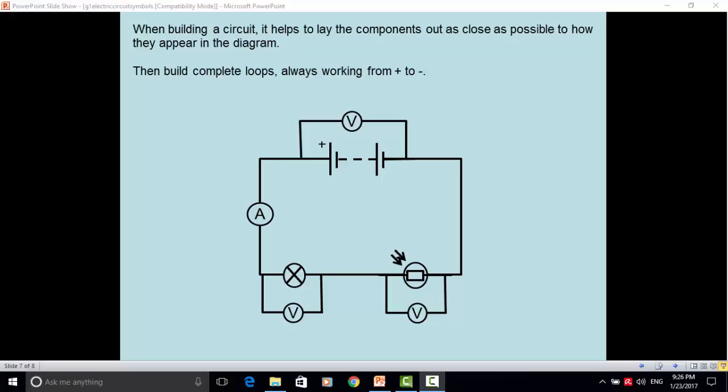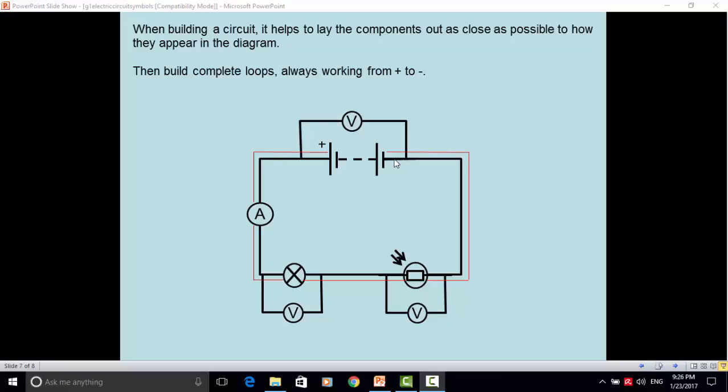So on this circuit, I'd start at the positive terminal here and connect a wire to one side of the ammeter. From the other side of the ammeter, I'd go to the lamp, from here to the next component, in this case the light dependent resistor, then back round to the negative terminal of the battery.